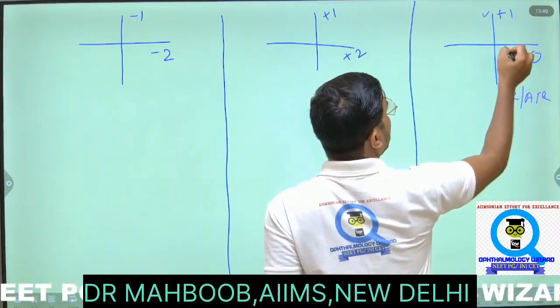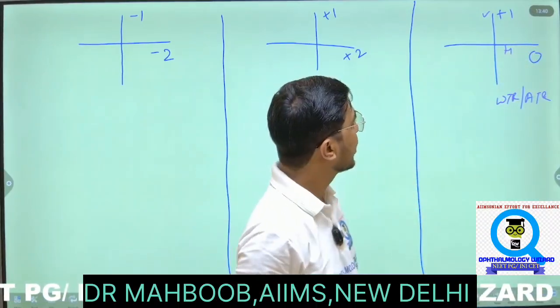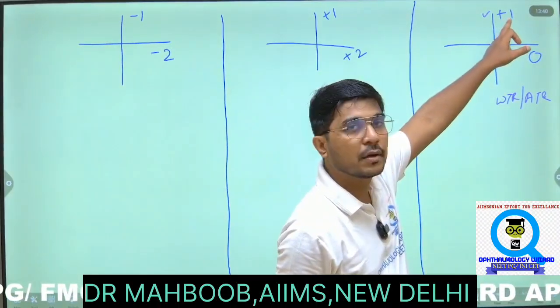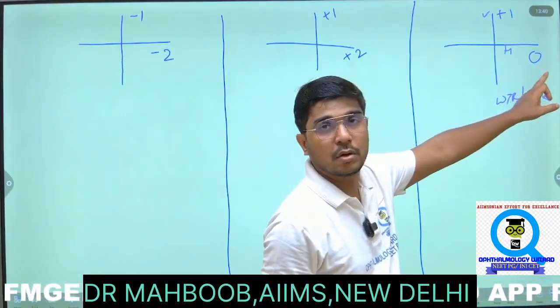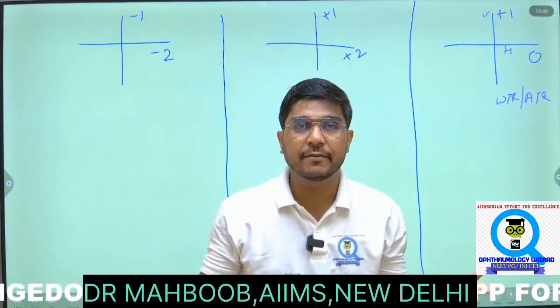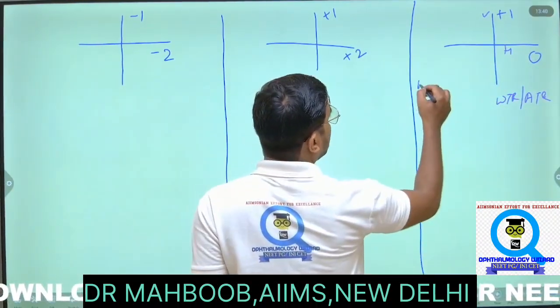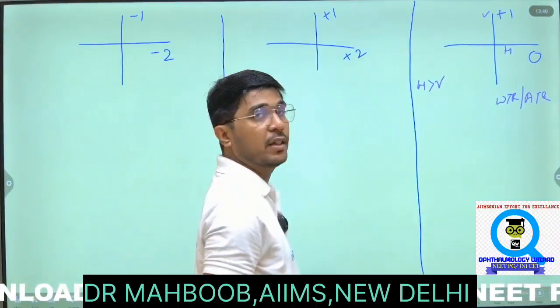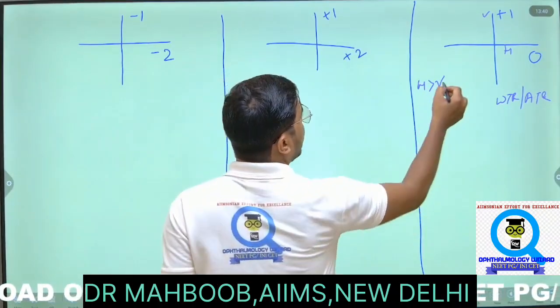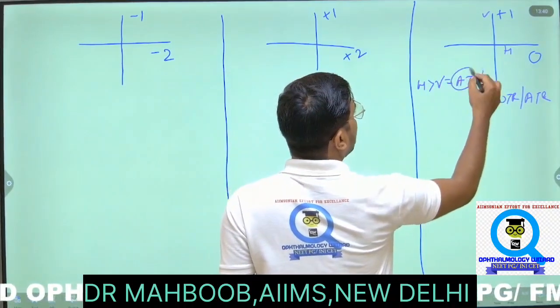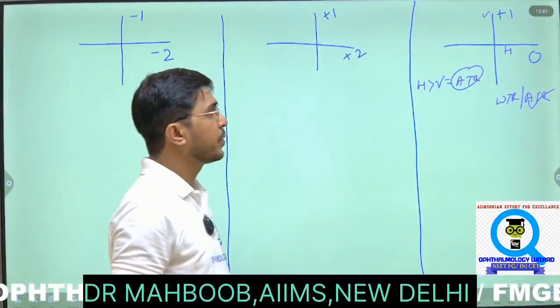This is the vertical meridian, this is the horizontal meridian, right? Plus 1, 0. Which is more towards negative? 0 is more towards negative. So the horizontal meridian is more curved than the vertical meridian. So it is against the rule astigmatism. So this is against the rule astigmatism, right?